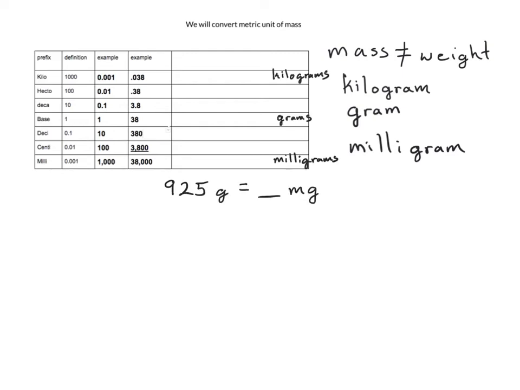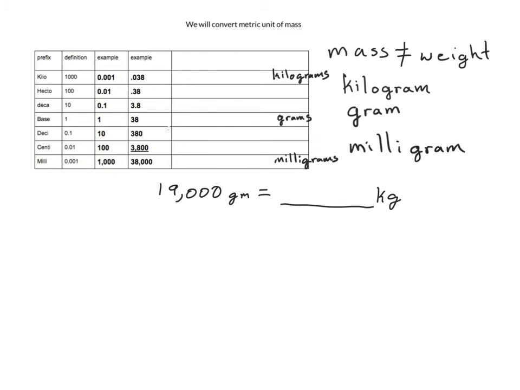So let's look at this first problem. We have 925 grams, and we need to convert it to milligrams. It takes 1,000 milligrams to make 1 gram, so we're going to have to multiply by 1,000. This would be 925,000 milligrams.